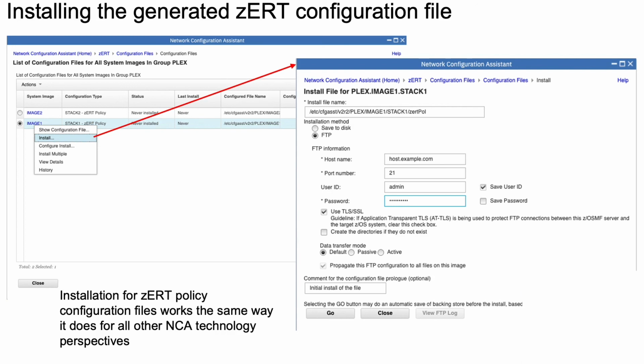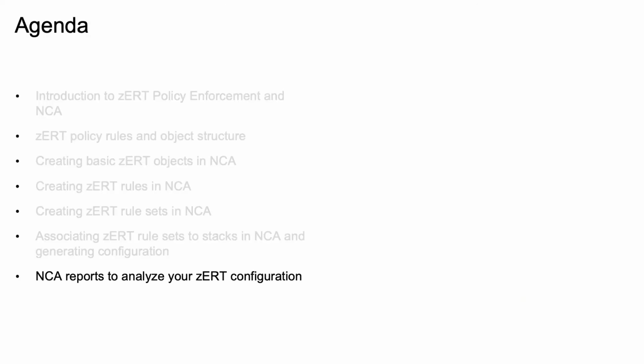Like other ZERT technology perspectives, NCA ZERT supports multiple installation. Once installation parameters are configured for stacks, you can install an updated ZERT configuration onto multiple systems with a single GUI action. Finally, we'll discuss NCA reports that you can use to analyze your ZERT configuration.